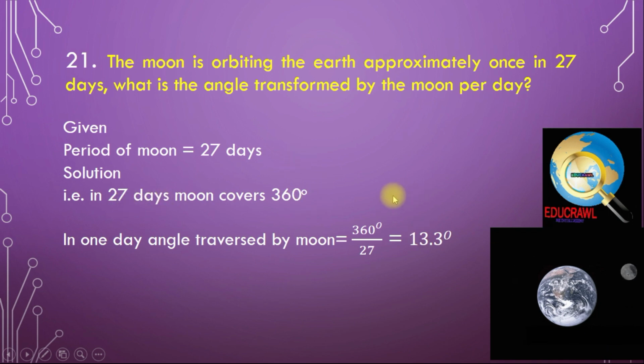One rotation, you know, the angle in one circle is 360 degree. So 27 days is 360 degree. So 1 day is 1 into 360 divided by 27. That is nothing but 360 degree divided by 27. When you divide, you get the answer as 13.3 degrees. Simple problem.